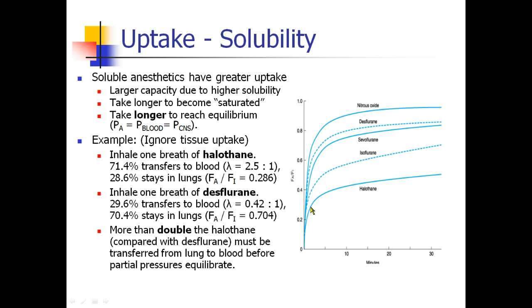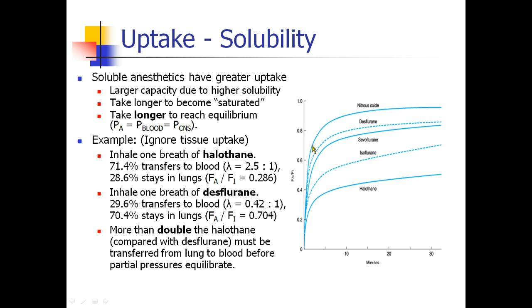Now let's imagine desflurane. So you inhale one breath of desflurane. And we know that desflurane has a partition coefficient of 0.42, which means that only about 29% of the desflurane transfers to the blood. That's what, out of these 1 plus 0.42 parts, 0.42 out of 1.42 goes to the blood. That's 29%, while the rest of it, 70%, stays in the lungs. And the FA over FI is 0.704. Let's go up here to desflurane, and we'll see we're right at about 0.7.